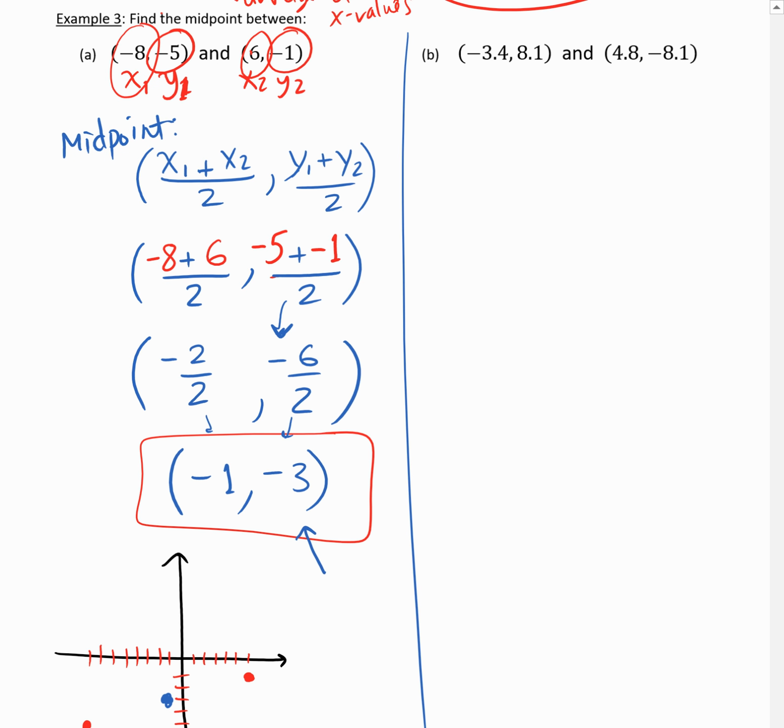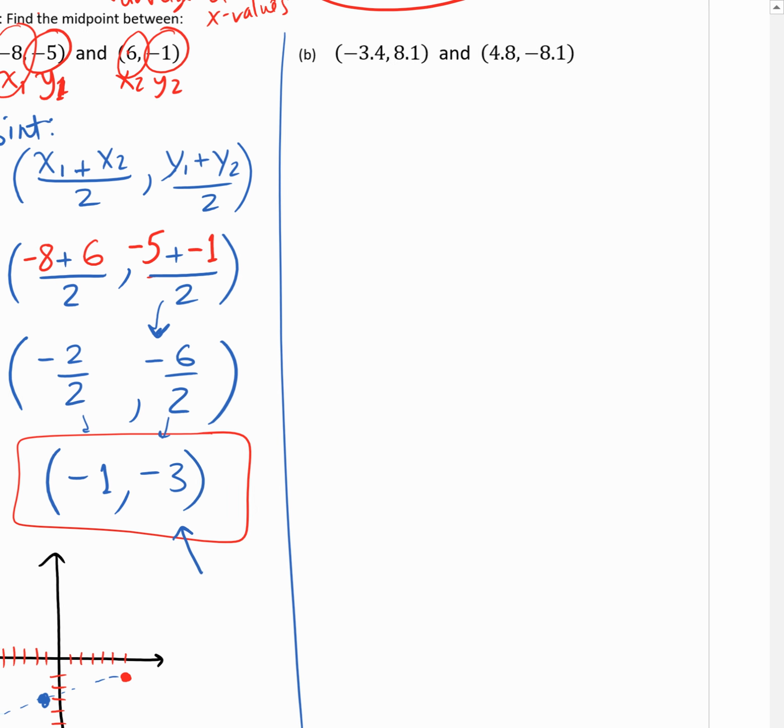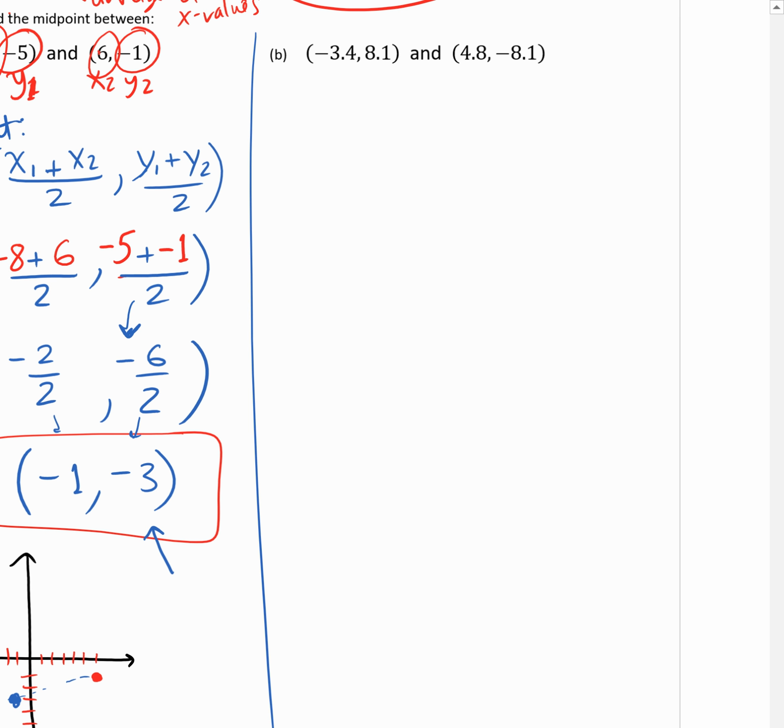I mean, if it doesn't look like it's right in the middle, it's probably because I drew it wrong. That's kind of interesting, right? So you are really finding the point that's right in the middle of the two points given. You don't have to graph it. It's just if you didn't believe the formula. Sometimes I don't believe it. I say, yeah, right. But all right, let's try part B.